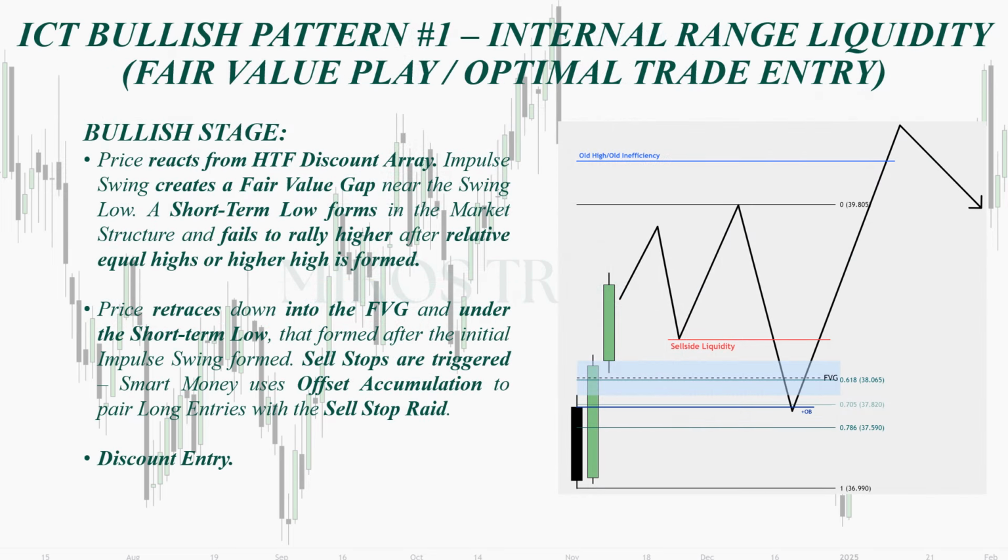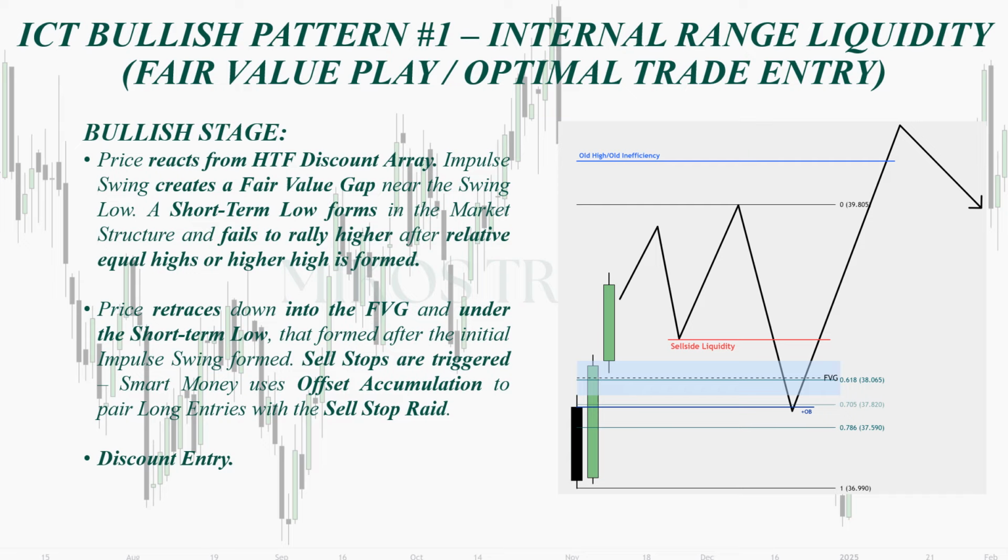My first bullish pattern is the internal range liquidity. ICT calls it fair value play or the actual optimal trade entry. Price reacts from a higher time frame discount array, and after that an impulse swing creates a fair value gap near the swing low. A short-term low forms in the market structure and fails to rally higher after relative equal highs or a higher high is formed.